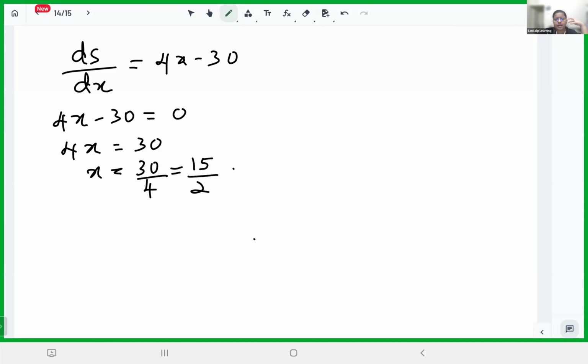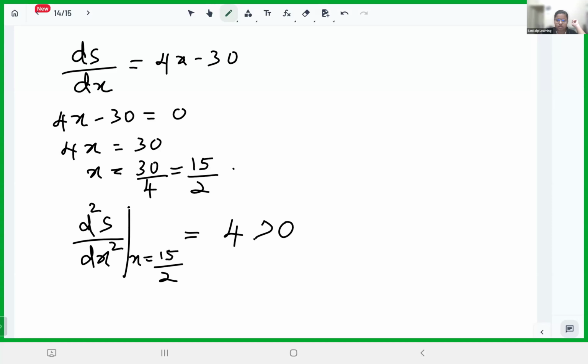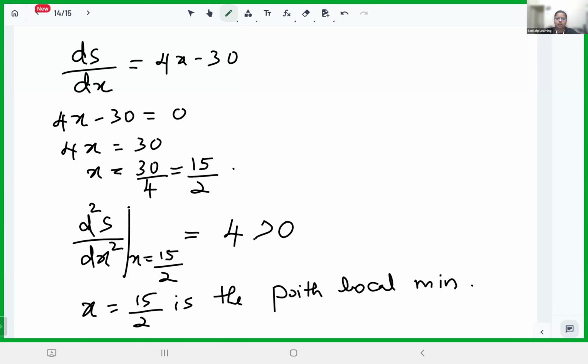Now, in the second derivative test, you have to evaluate the second derivative, isn't it? So d square s by dx square, at x equal to 15 by 2, is 4. For any x value, it is 4, which means it is greater than 0. So the second derivative at the critical point is greater than 0, which means, using the second derivative test, you can say that the point x equal to 15 by 2 is a point of local minima.